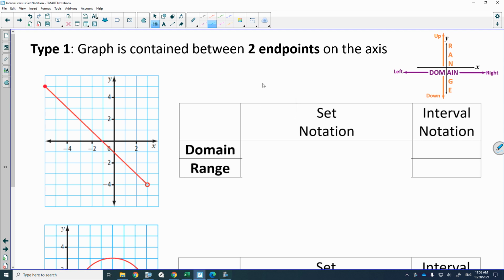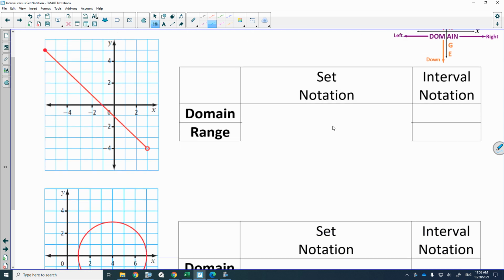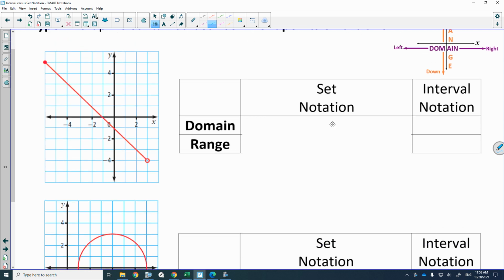Okay, so what you want to have in front of you is your domain and range worksheet. I'm going to first start with the notation that we've already learned, and then I'll show you the new way to notate domain and range. The notation that I taught you in class actually has a name. It's referred to as set builder notation.